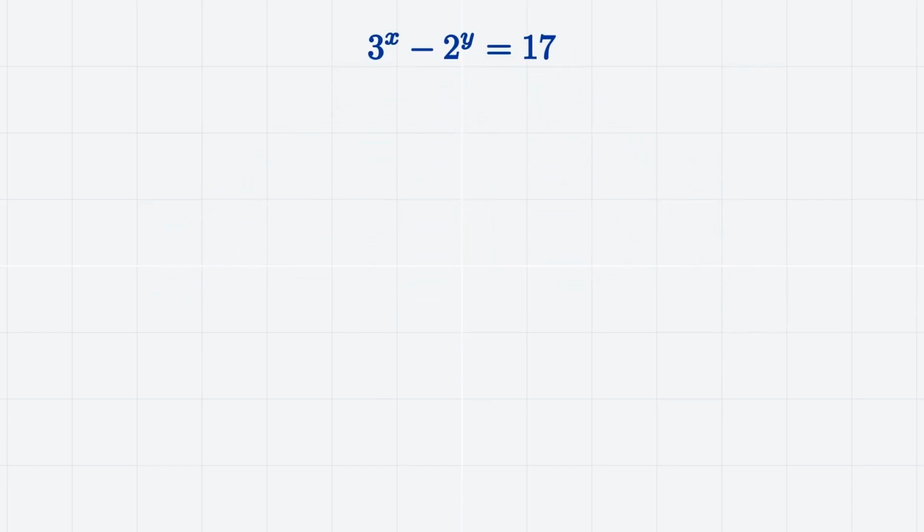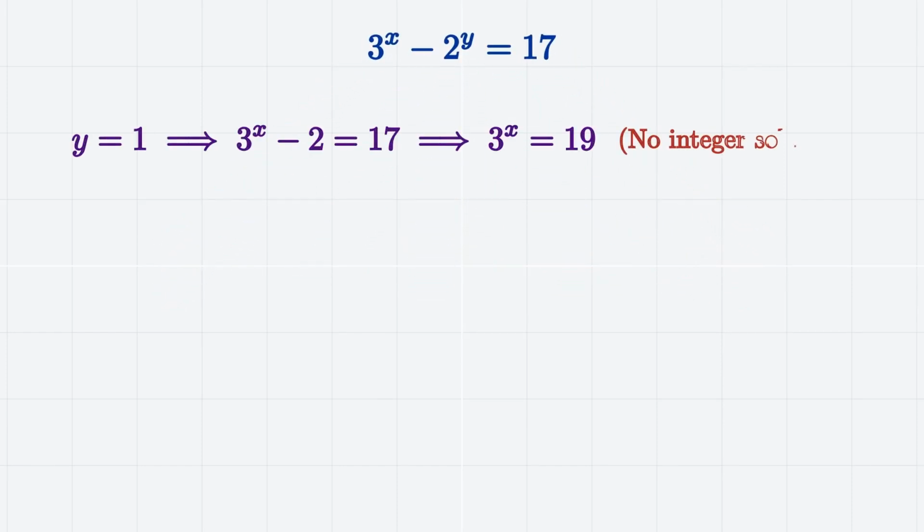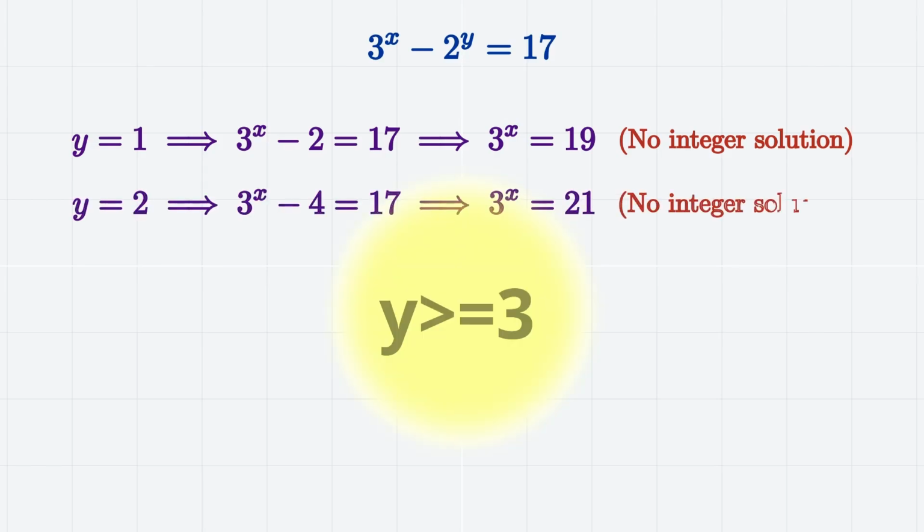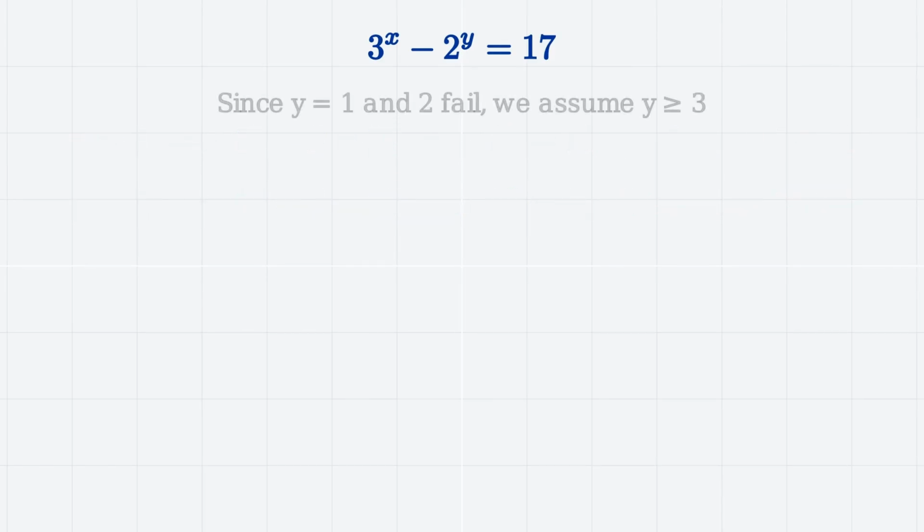Let's start by plugging in small numbers. If y is 1 or 2, then x can't be an integer. So y is greater than or equal to 3. Great. But to make real progress, we need to isolate x from y and deal with each separately.